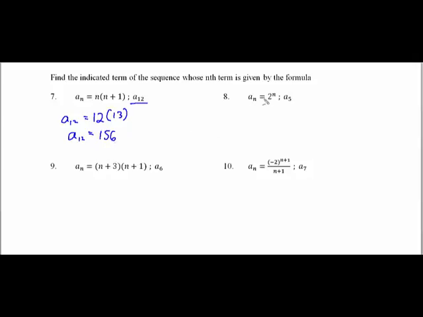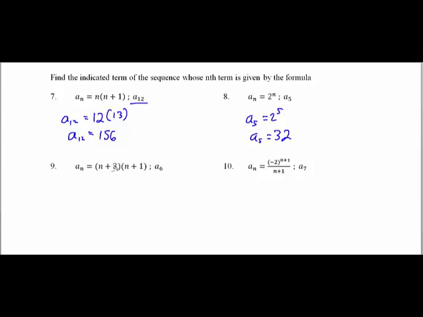A sub 12, or the 12th term in this sequence, is 156. Now here, if I just plug in the 5, a sub 5 is the same thing as 2 to the 5th power. That means that a sub 5, or the 5th term in this exponential sequence, is going to be 32. Starting off with 2 to the 1st power, 2 to the 2nd, 2 to the 3rd, 2 to the 4th, this would be 2 to the 5th.